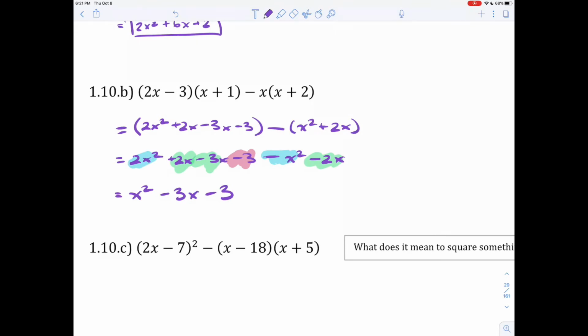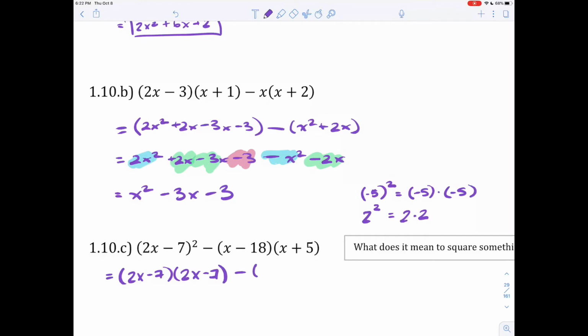Still following the order of operations, but we can see here in this example we have this exponent. And exponents come before our division and multiplication. So what does it mean to square something? Right? If we have 2 squared, that means 2 times 2. If we have negative 5 squared, that's negative 5 times negative 5, because everything in the brackets is being squared. So similarly, when I have my 2x minus 7 squared, that's the same as 2x minus 7 times 2x minus 7. And I'm just going to rewrite this latter half here without making any changes.